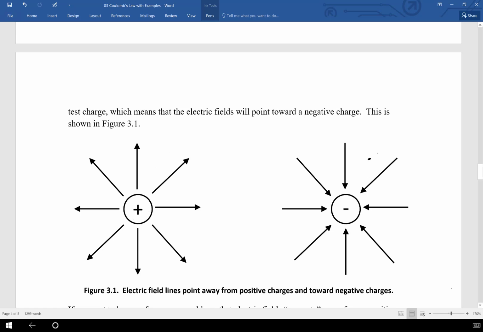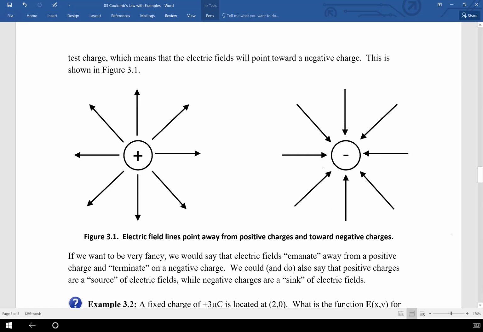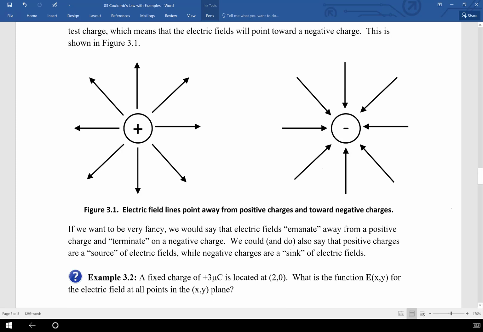In the same way, if I had a positive 1 Coulomb charge here, it would be attracted toward that negative charge. More generally, the electric field is going to be pointing toward negative charges. If we want to get fancy, and often we do want to get fancy, we'll say that electric fields emanate away from positive charges, or point away from positive charges, and they terminate on negative charges, or they point toward negative charges. So we'll also say that positive charges are a source of electric fields and negative charges are a sink of electric fields. This word sink, you think about water going down the drain in a sink, it just goes away.